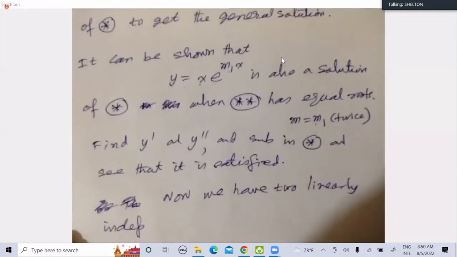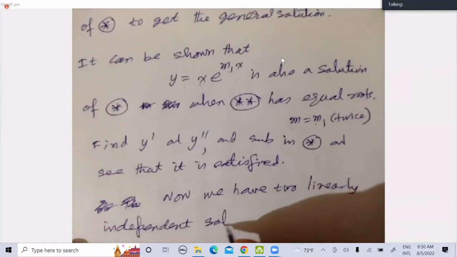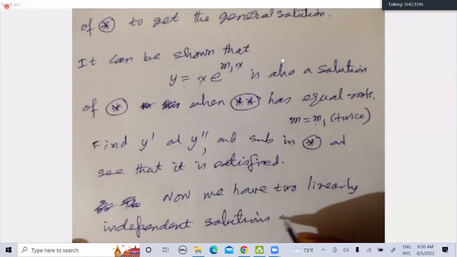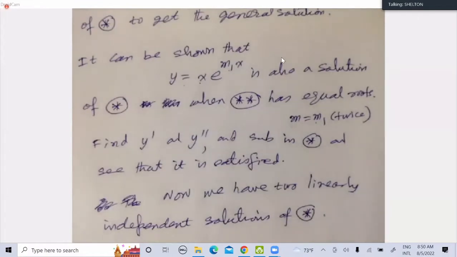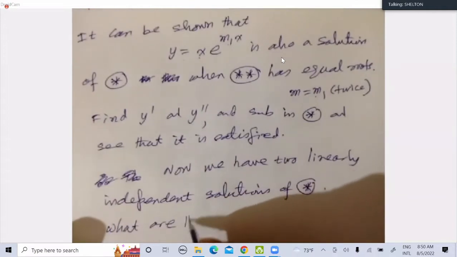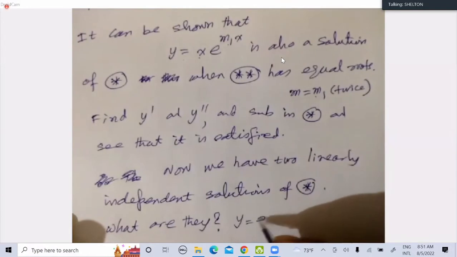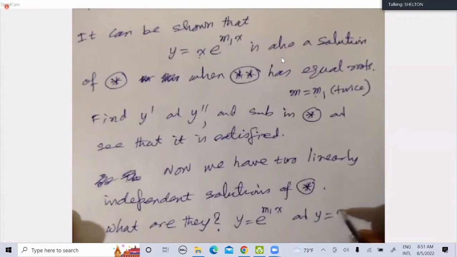Now we have two linearly independent solutions of star. Star is the differential equation. What are they? In the equal roots case, what are those solutions? y equals e to the m1x and y equals x e to the m1x.